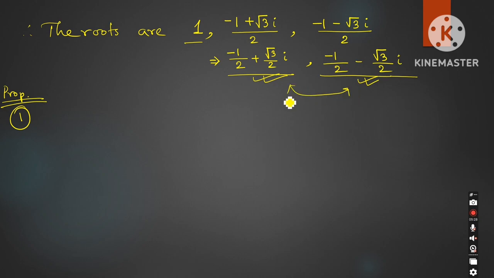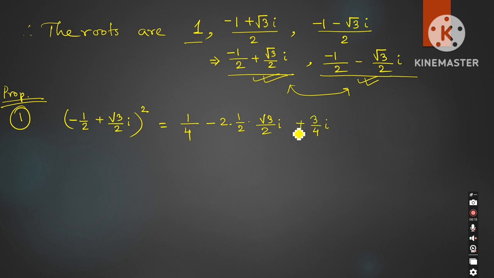So if we take the square of the first one, minus 1 by 2 plus root 3 by 2 i, and that is squared, it equals a square, which is 1 by 4, minus 2 into 1 by 2 into root 3 by 2 i, plus 3 by 4 i square, which is 1 by 4 minus root 3 by 2 i.